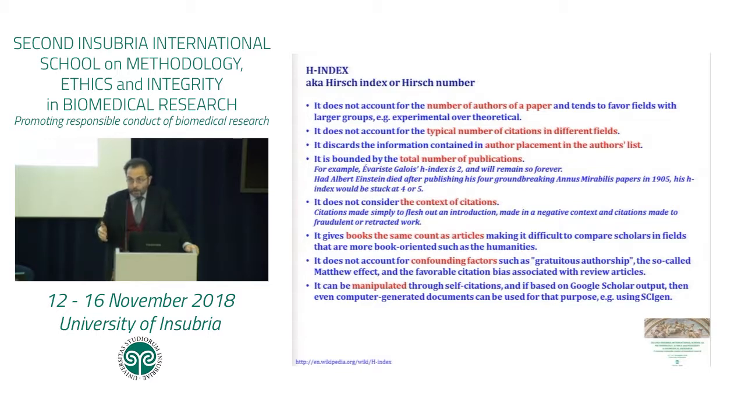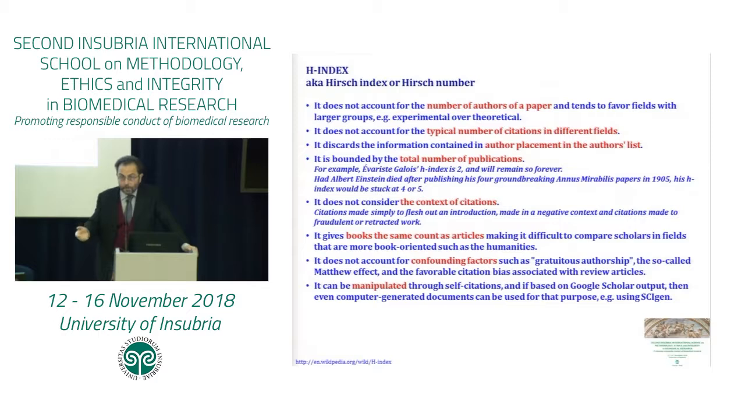So, of course, in fields in which the rule is to have a high number of references, it's also possible to have people with a high H-index, and the same on the other side. It discards information contained in author placement in the authors list. This morning you also heard about some meaning to be first author, last author, corresponding author, or something like this. It is bounded by the total number of publications.